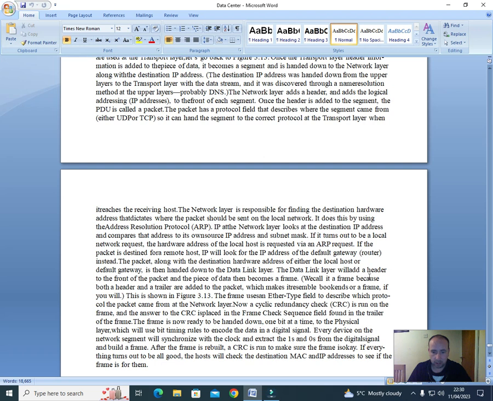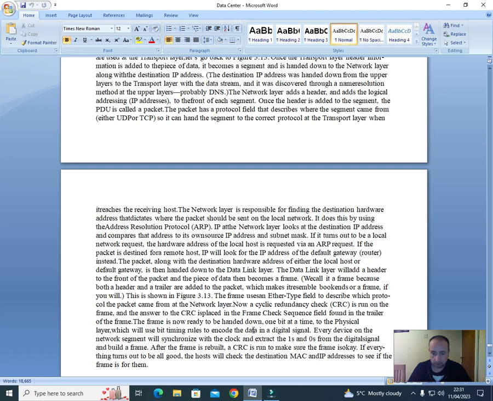The data link layer will add a header to the front of the packet, and the piece of data then becomes a frame. We call it a frame because both a header and trailer are added to the packet, which makes it resemble bookends on a frame, if you will. This is shown in figure 3.13. The frame uses an EtherType field to describe which protocol the packet came from at the network layer. Now, a cyclical redundancy check, CRC, is run on the frame, and the answer to the CRC is placed in the frame check sequence field found in the trailer of the frame.